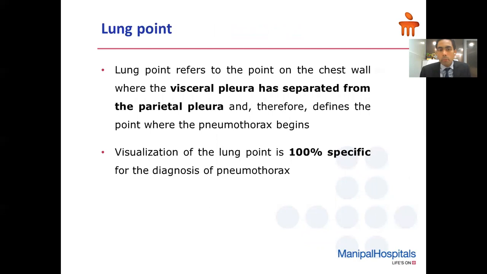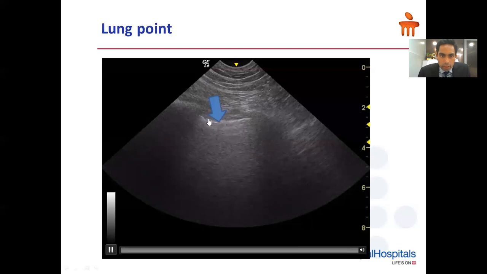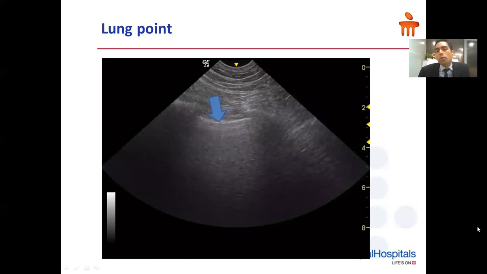The other only positive point with respect to lung ultrasound in pneumothorax is what is called a lung point. Lung point basically indicates a point where visceral pleura has separated from the parietal pleura, and therefore it defines the point where the pneumothorax begins. If you can see this, you can say with 100% specificity that there is a pneumothorax. This is an example of lung point. Can you see here? The pleural slide is seen here, and there is no pleural slide seen on the other side. The junction between those two is called lung point.